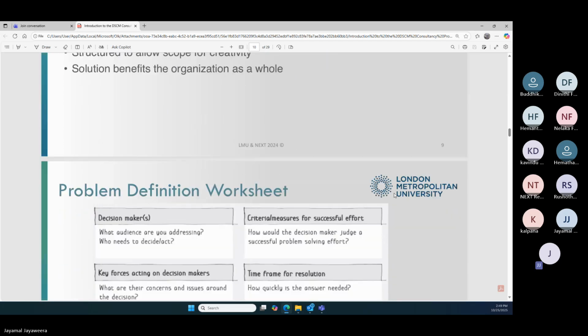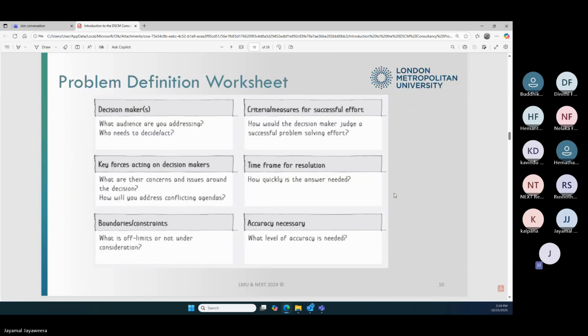There is something called the problem definition worksheet that you should use when you define the problem, not for the proposal. This is not for the proposal. This is when you start working on your project. But it's good to know this at this point in time. So these are the 6 areas that you need to look at.